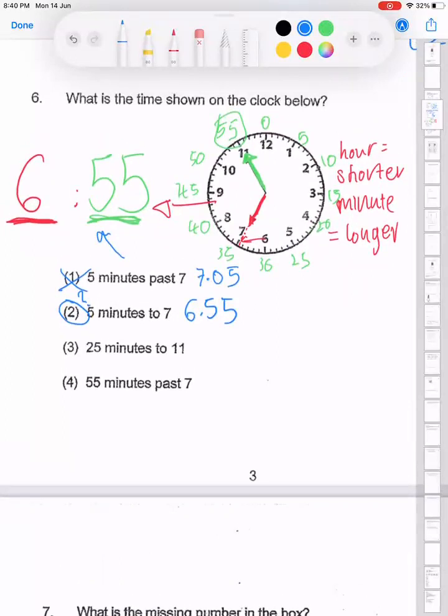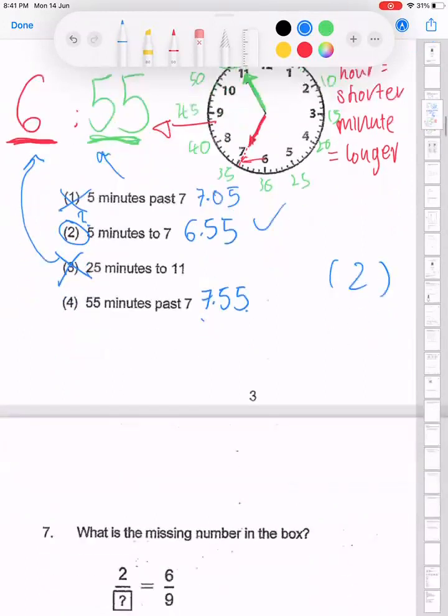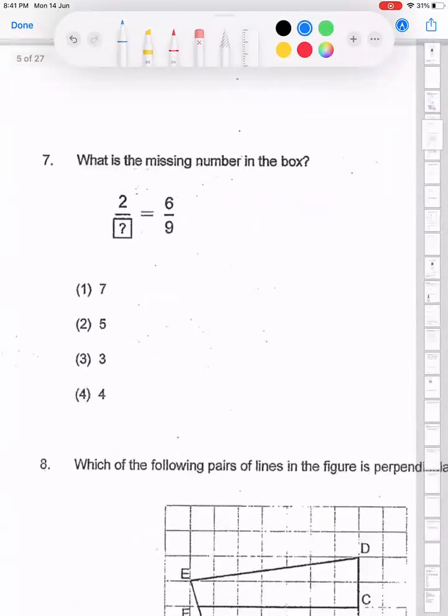So it said 25 minutes to 11. That's definitely wrong, right? Because you see, there's no 11 for the hour. Next one. 55 minutes past 7. If it's 7:55, your hour hand should be pointing closer to 8 because it's going to be 8 o'clock. But that's not the case, right? You can see. So therefore, now we know that the answer would be definitely option 2. All right. Moving on to the next question.